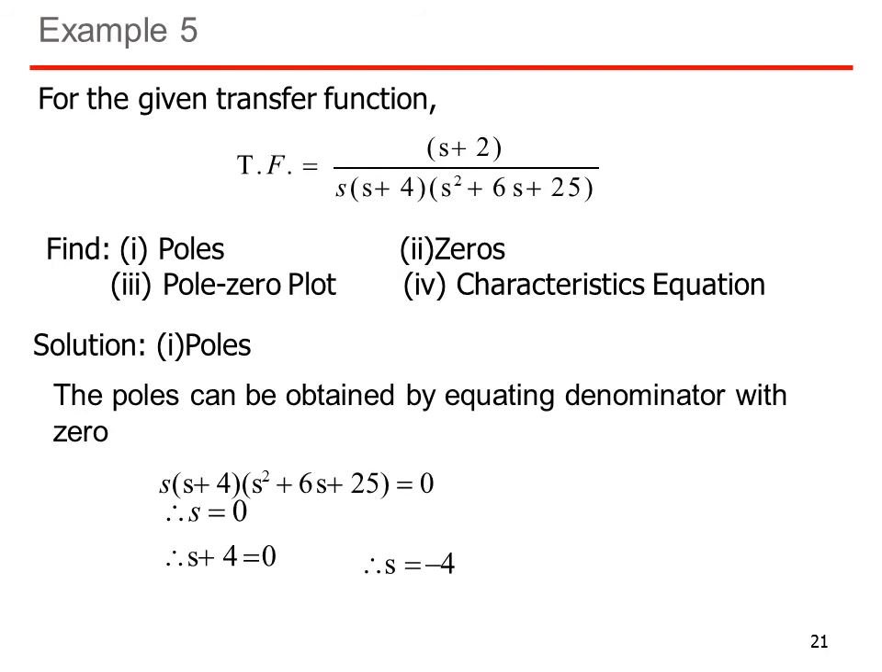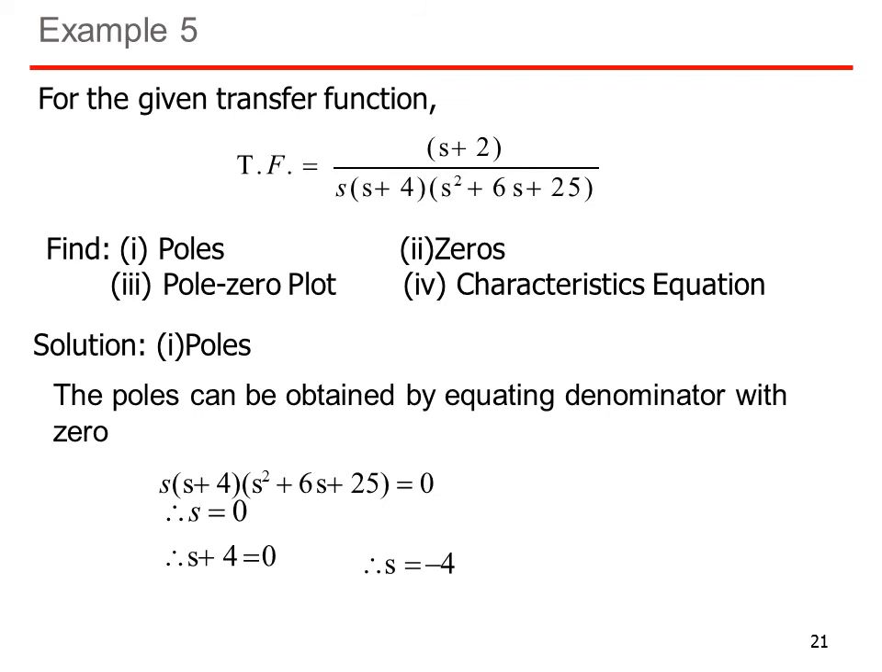Next example. One transfer function is given, s plus 2 divided by s into bracket s plus 4 into bracket s square plus 6s plus 25, and we have to calculate poles, zeros, then draw the pole-zero plot and write the characteristic equation for it.